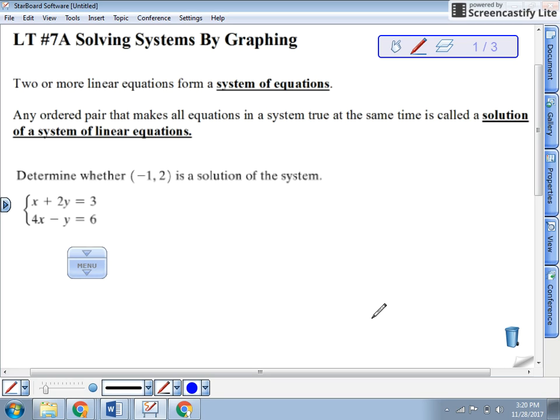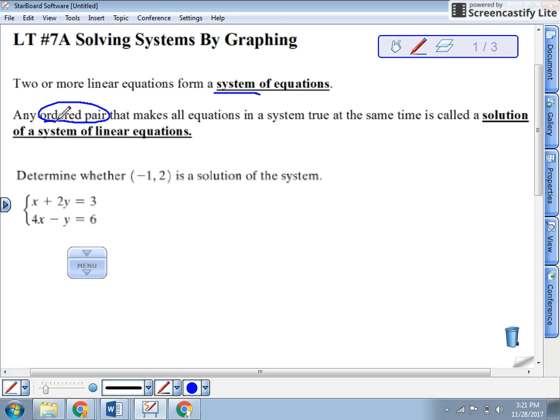Welcome to the notes on solving systems of equations by graphing. So what is a system of equations? Well, a system of equations is just two or more linear equations. We refer to that as a system. And then what is a solution to a system of equations? Any ordered pair that makes all equations in a system of equations true is called the solution.